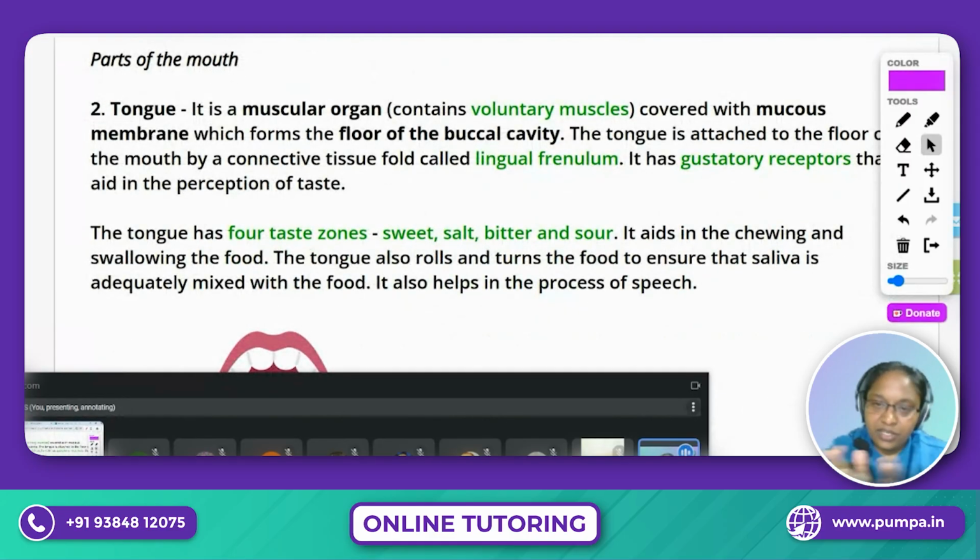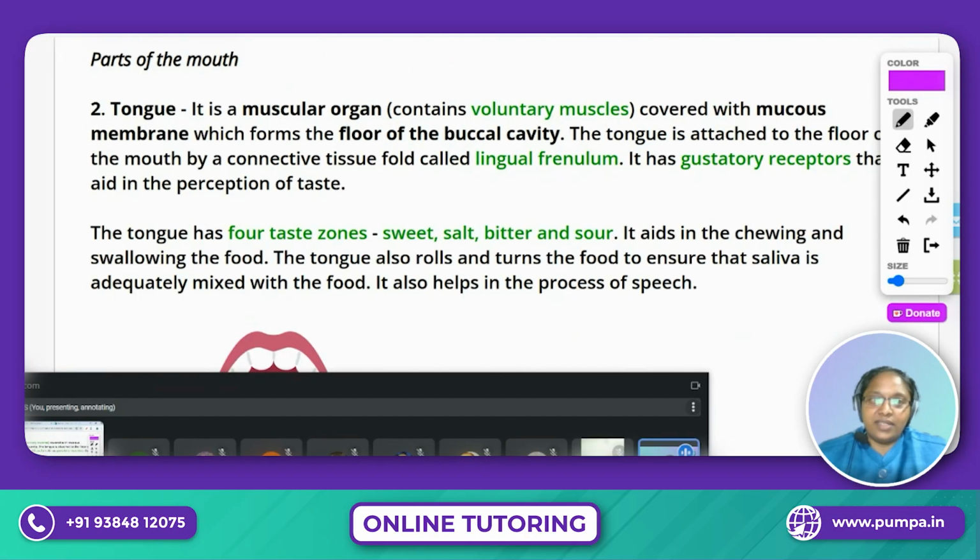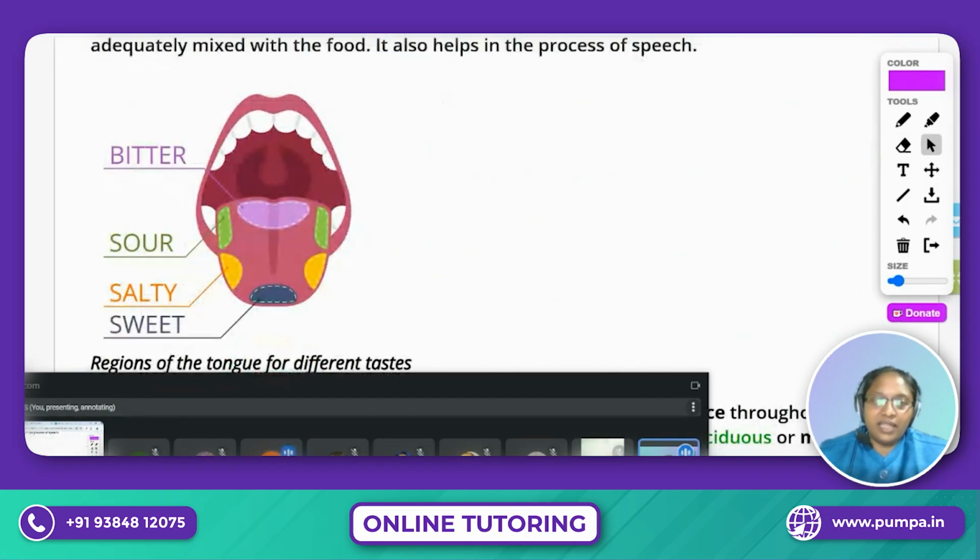We will see about the tongue. The function of the tongue is to mix the food properly. What are the other functions, everyone? Yes, taste. Swallowing, taking the food inside, very good, Latish. The first one is taste perception. We have taste buds so that taste can be perceived.